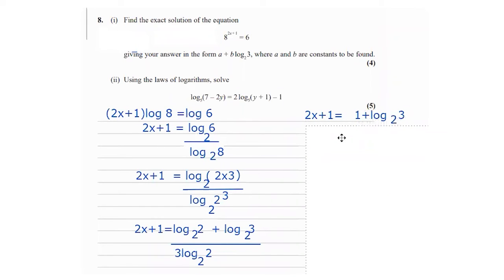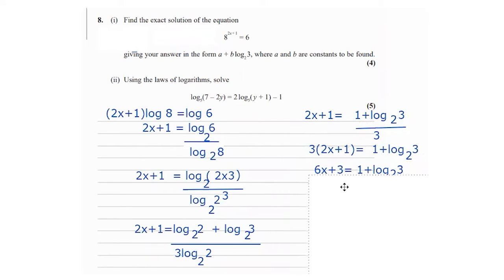I can write log of 2 base 2 as 1. So my numerator becomes 1 plus log of 3. And my denominator, since log of 2 base 2 is 1, 3 times log of 2 base 2 just becomes 3. Now I shall cross multiply. I have 3 times (2x plus 1) equals 1 plus log of 3. Expanding the bracket gives you 6x plus 3 equals 1 plus log of 3.